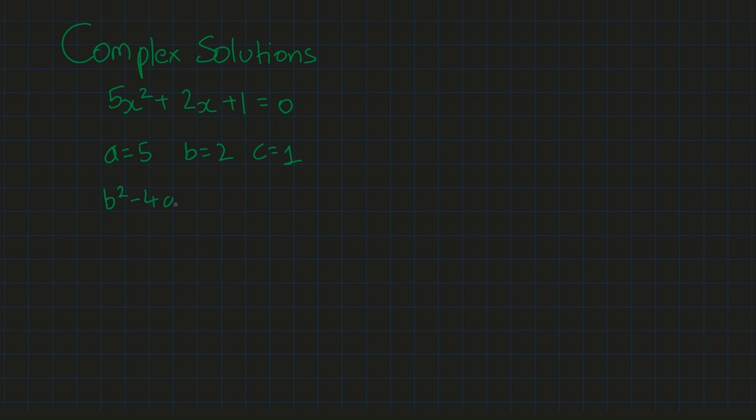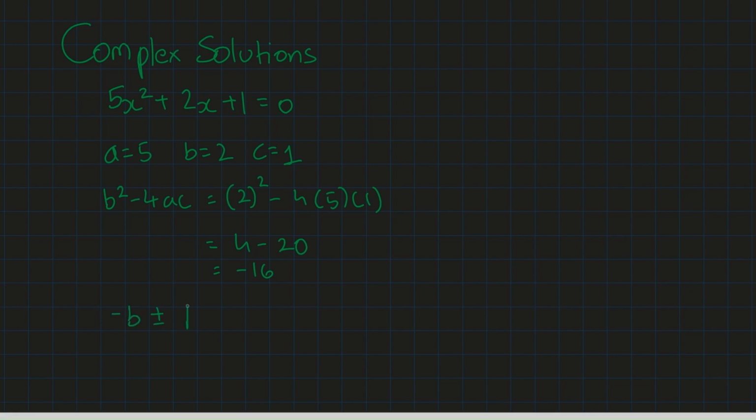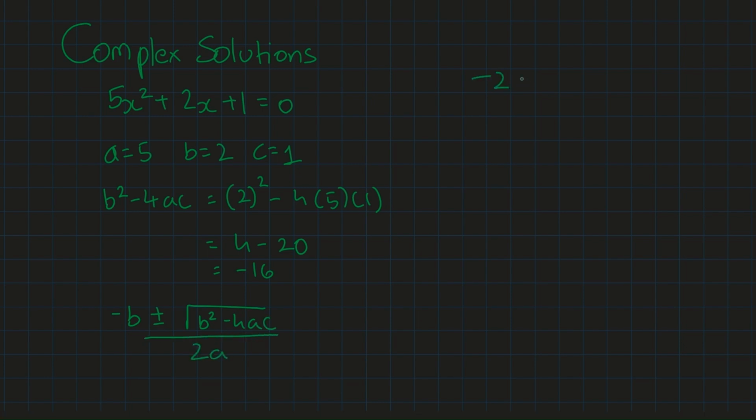So we first find the discriminant value to check whether the value is positive or negative. We substitute the values of a, b, and c. We get 4 minus 20, which is equal to minus 16. Now we substitute in the general formula of the quadratic equation, which is minus b plus minus under root b square minus 4ac upon 2a. When we substitute the values, we get minus 2 plus minus under root minus 16 upon 2 into 5.